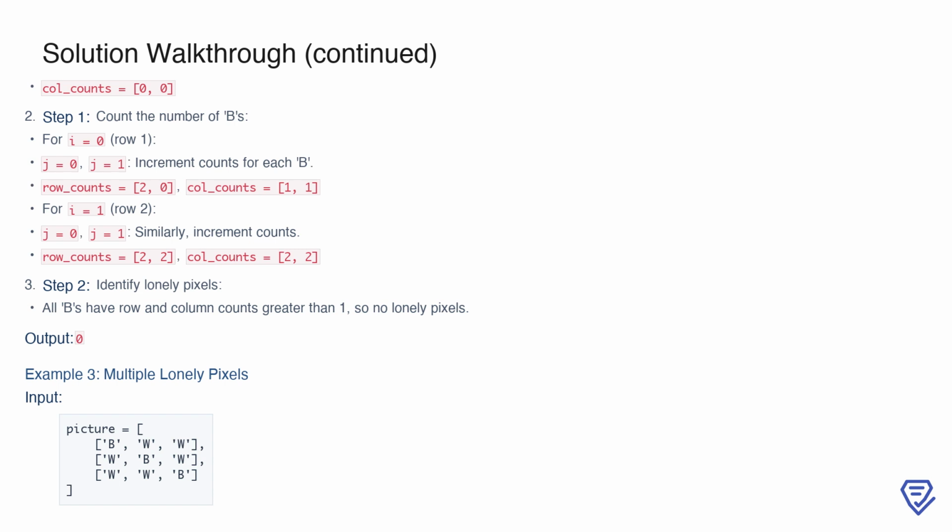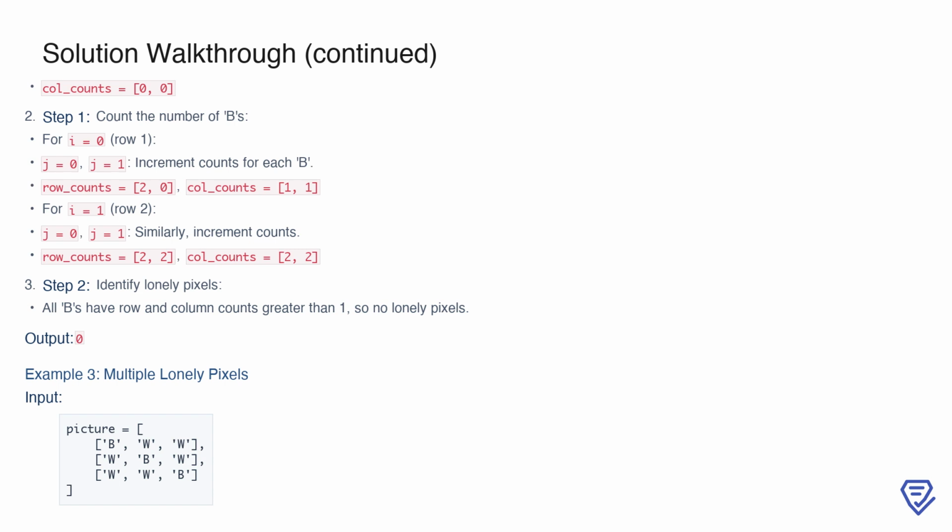For the first row, i equals 0, we increment the counts for both columns. After processing this row, row_counts becomes [2, 0], and col_counts becomes [1, 1]. For the second row, i equals 1, we do the same, incrementing the counts for both columns again. This updates row_counts to [2, 2], and col_counts to [2, 2].